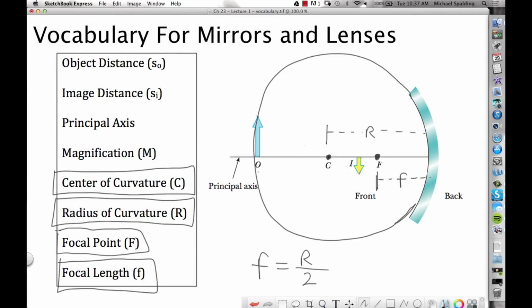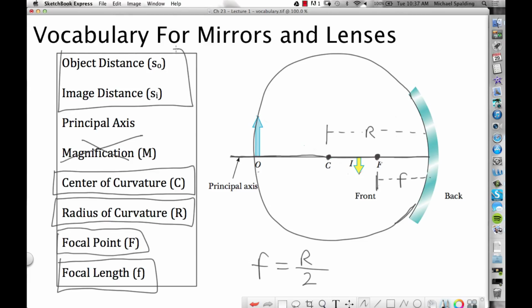Okay, and then let's see what else. I'm not going to talk about magnification here. Principal axis. The principal axis is this line. It's like an imaginary reference line that goes directly into the center of the mirror.